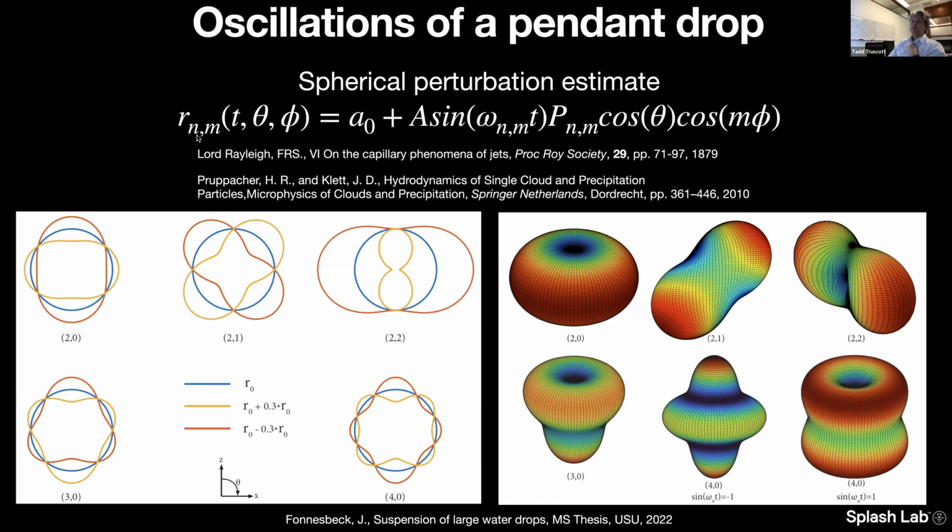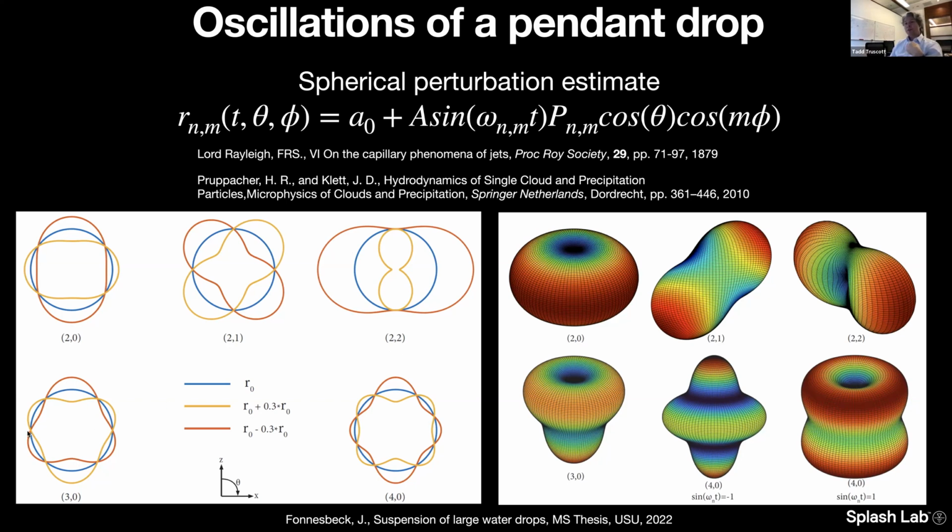He said you'd have R, which would be a function of N and M, and a function of time, theta, and phi. And this is basically what the estimate would be for a spherical perturbation. And he said that this would be related to the diameter of the droplet, and indeed it is.